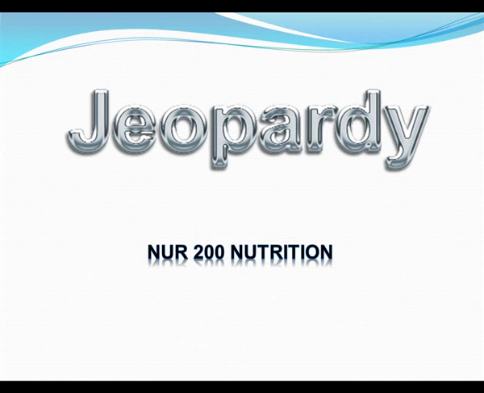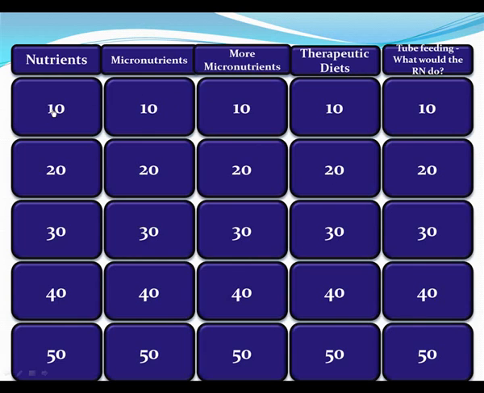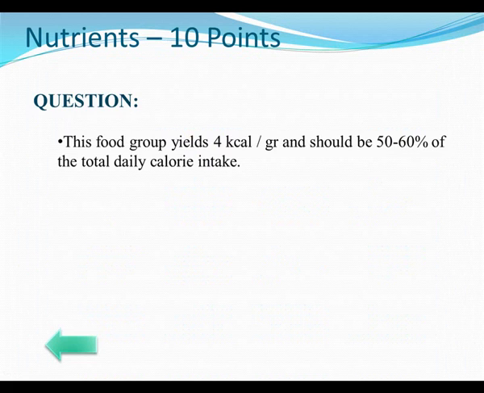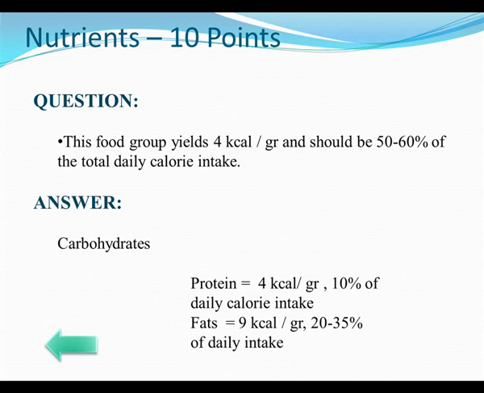It's just interesting stuff. But this is just a little review of some things I wanted to hit the highlights on. Under the nutrients category, the first question is, this food group yields 4 kilocalories per gram and should be 50 to 60% of the total daily calorie intake. Answer to that is carbohydrates.